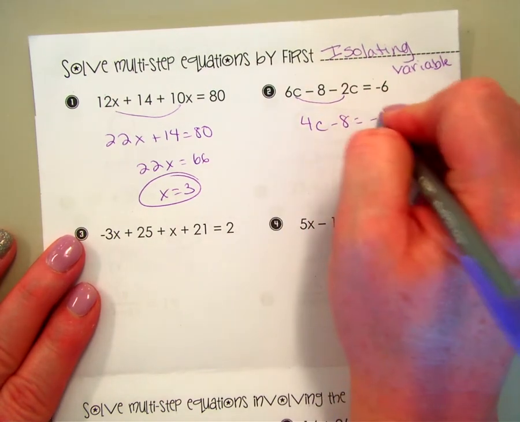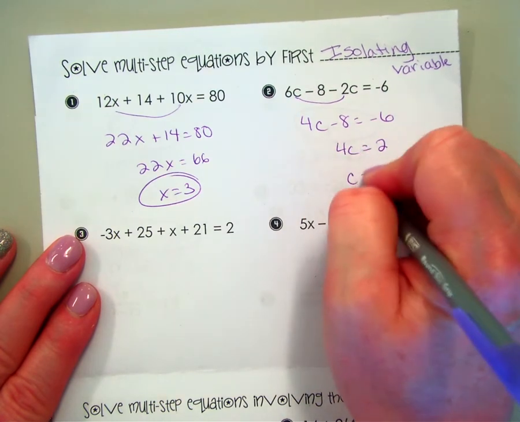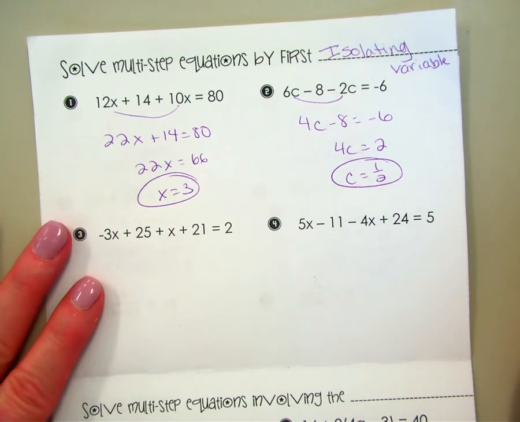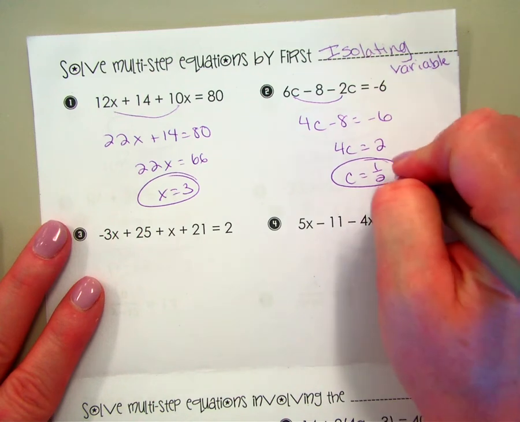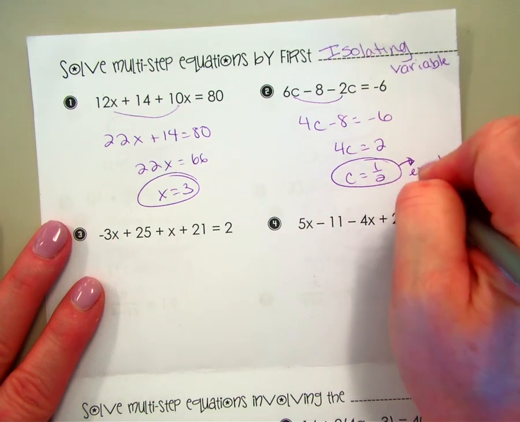Same thing, I'm going to combine my like terms, add my 8, divide by 4, and we get 1/2. We want to leave this as 1/2. We don't want to do 0.5. Generally, we keep the fractions because fractions are what we call exact value.